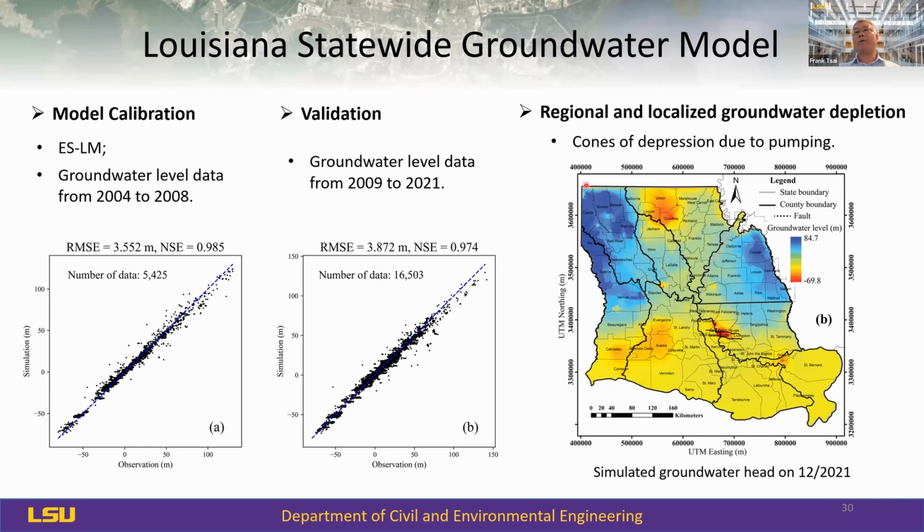Then you can see one result of our groundwater model output. This is the simulated groundwater head at the end of 2021, and it shows several cones of depression in Louisiana. We have the biggest cone of depression right here in the Baton Rouge area. Then we have a cone of depression in southwest Louisiana because of agricultural pumping and petrochemical plants that need lots of groundwater. In the north central area, we have spot aquifer depletion. And in New Orleans, we also have an apparent cone of depression because of industrial pumping.